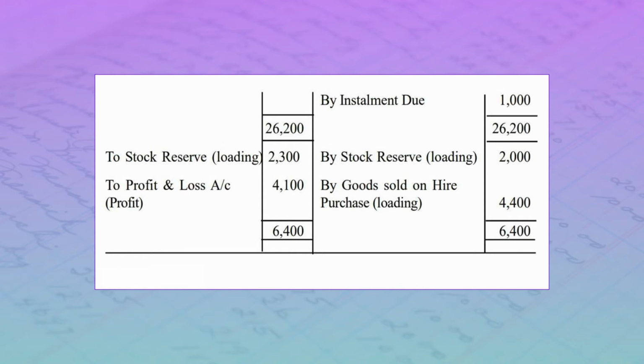So this amount also includes the amount of loading, that is, rupees 2,000 is the amount of loading, and in this again the amount of loading, that is 2,300, is included in the closing stock. Well friends, we have already discussed that the loading amount is always included in the amount of stock, in the amount of goods sold on hire purchase, and in the amounts of opening stock, closing stock, goods sold on hire purchase, etc. So here, installment due.